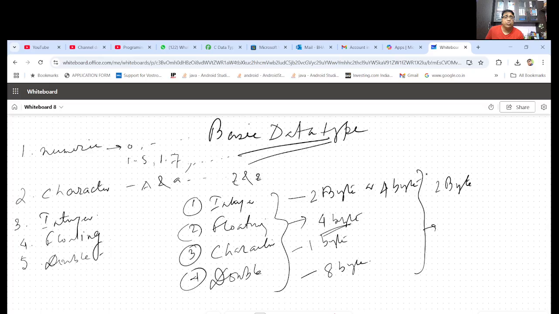So 2 byte of data means it is 16-bit. If you think about the 16 bits, they are numbered 0, dot dot dot, up to 15.